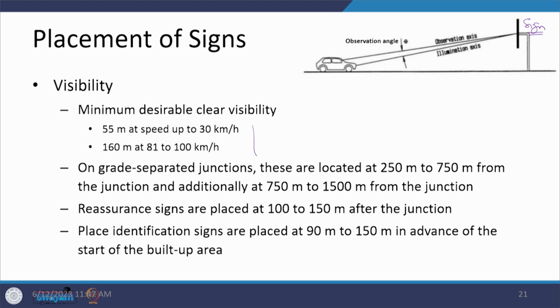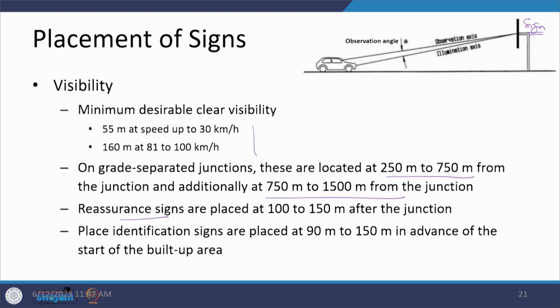Now, in the case of grade separated junctions, these signs are located at 250 meters to 750 meters from the junction, and at the same time there is a repetition of that at an additional 750 meters to 1500 meters from the junction. So, there are two locations where you are going to tell the drivers that you are approaching a grade separated junction.